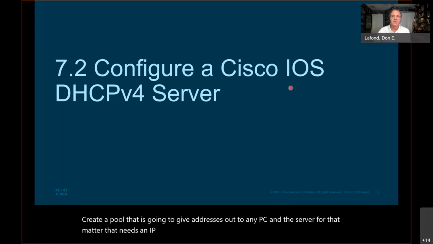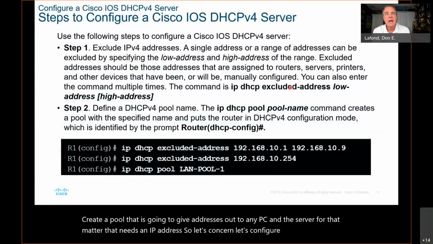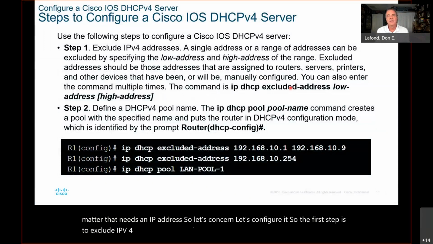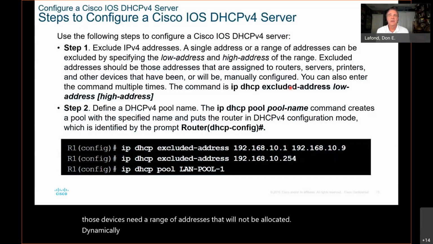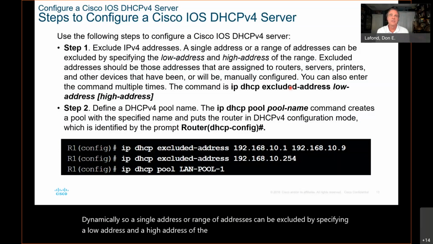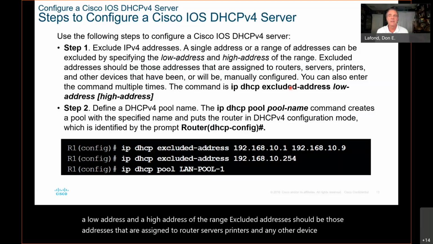So let's configure it. The first step is to exclude IPv4 addresses. Some devices you want to have a static address, and those devices need a range of addresses that will not be allocated dynamically. So a single address or a range of addresses can be excluded by specifying a low address and a high address of the range. Excluded addresses should be those addresses that are assigned to routers, servers, printers, and any other device that has been or will be manually configured.